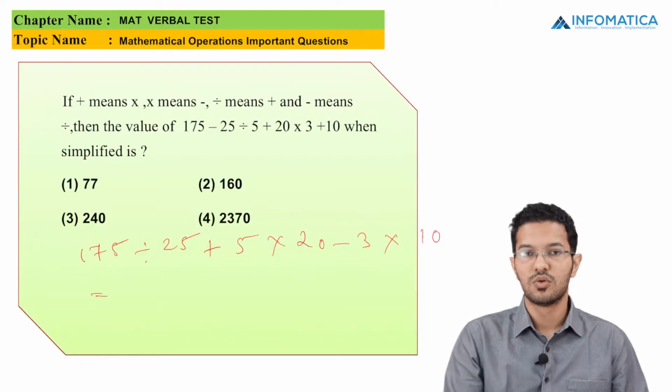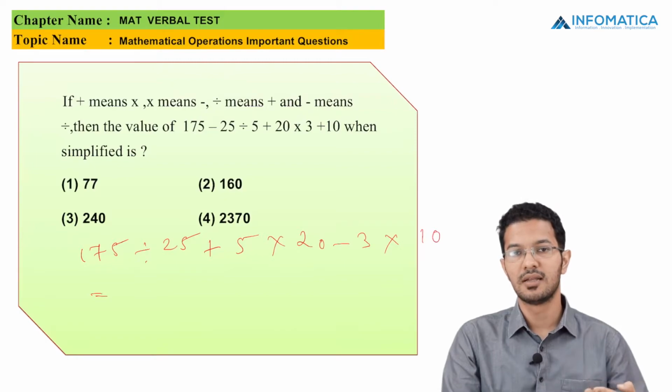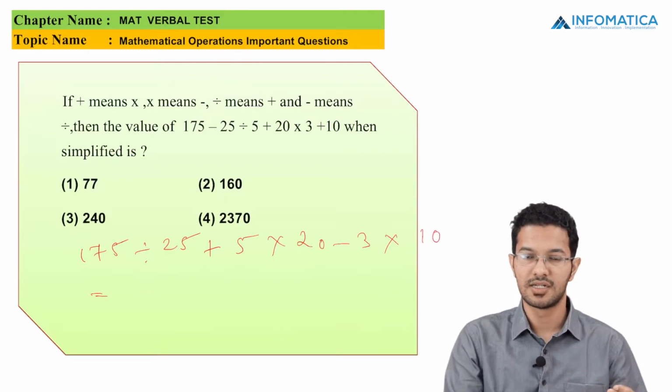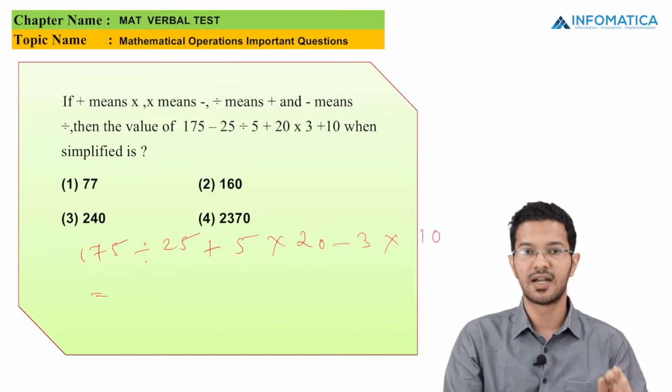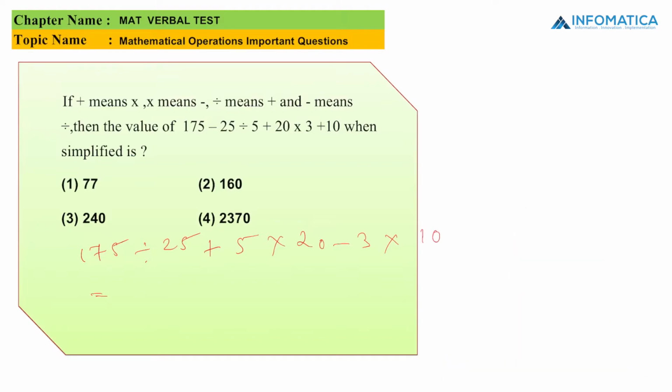Now as per the BODMAS rule, we definitely go for the division first, then multiplication, then we go for addition and then subtraction. So the first sign is division. So I know that 175 divided by 25 is giving me 7. So I write down 7 plus 5 multiplied by 20 minus 3 multiplied by 10. So on solving this, I get 7 plus 100 minus 30. So I know that 7 plus 100 is giving me 107.